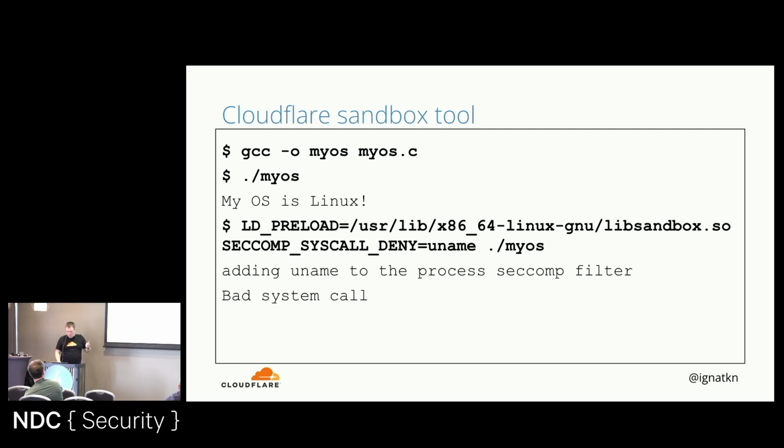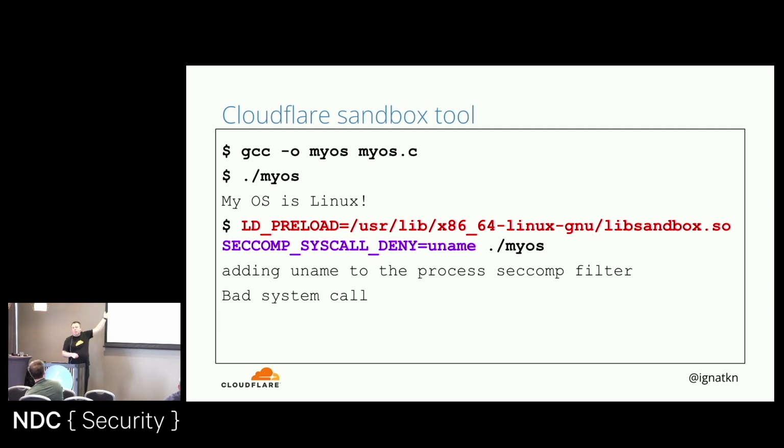So what you can do is preload our library from the toolkit, and through another special environment variable, which that library understands, you can specify your desired seccomp policy. In this case, we provide a deny list, and it includes one system call called uname, right? And we execute the same code.